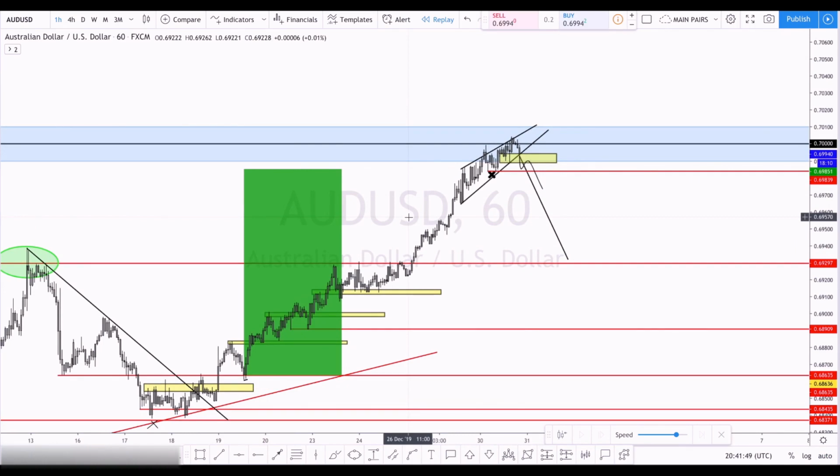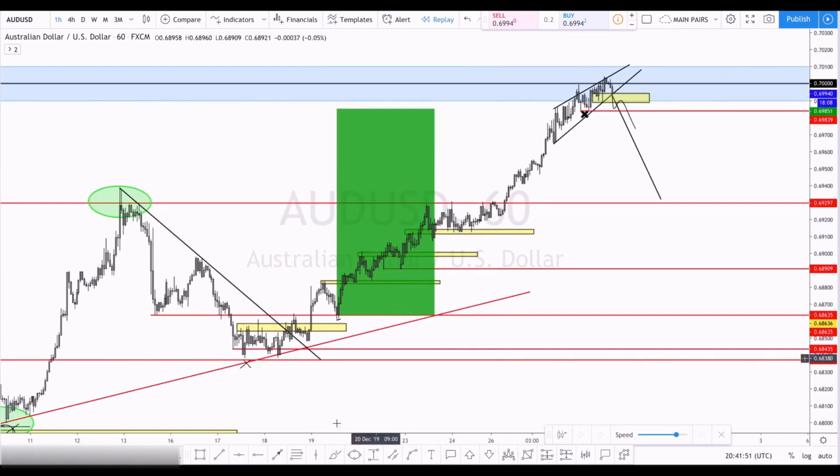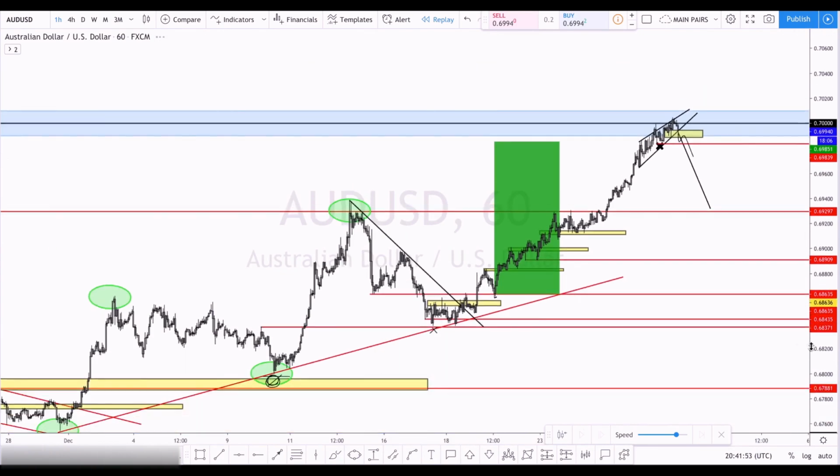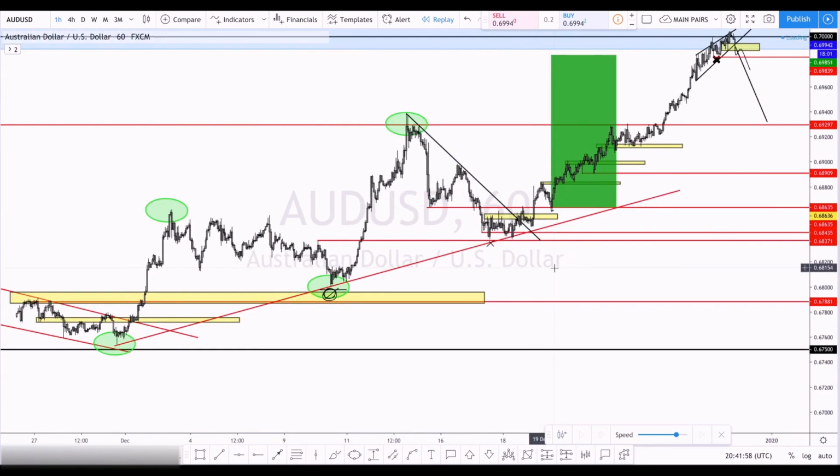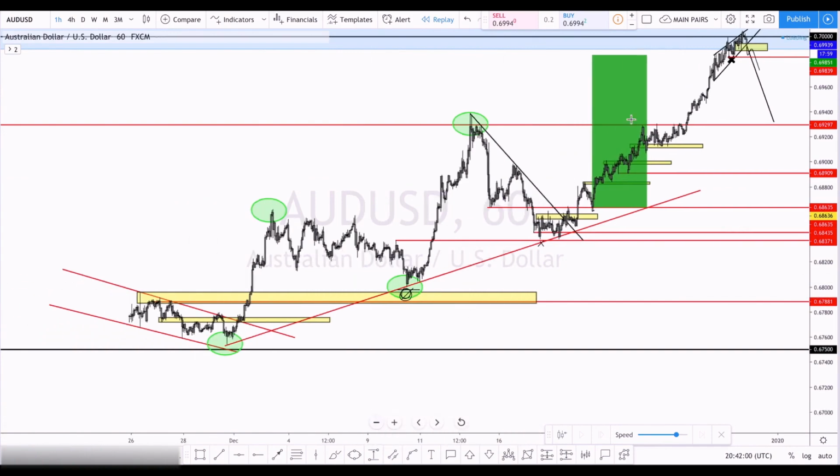So Aussie dollar is just a good example, especially on this hour, of how to zoom in to find a great entry when we're looking at our C leg entry points. So I hope you enjoyed this episode, and stay tuned for the next one.